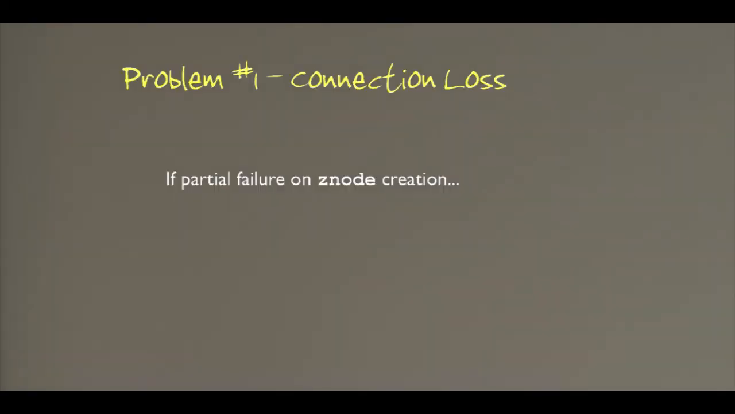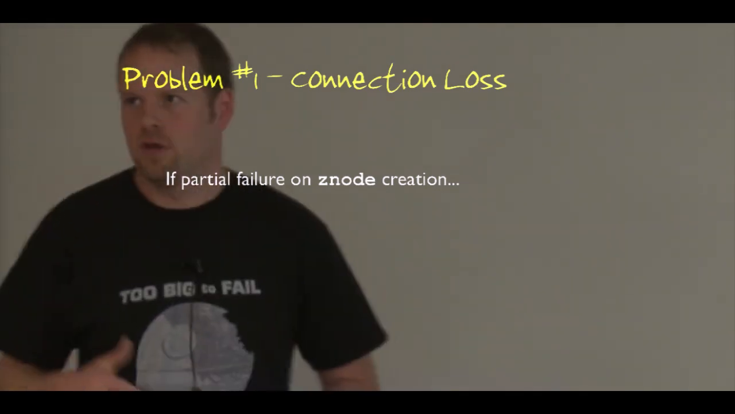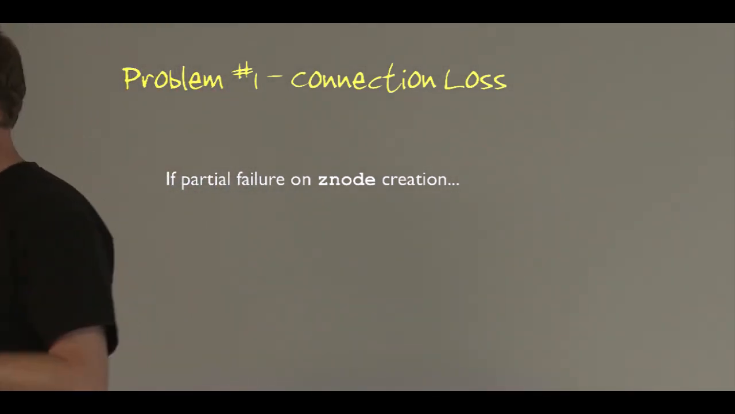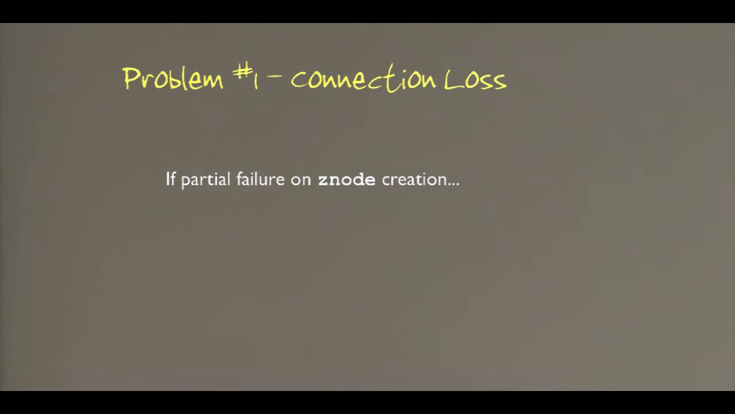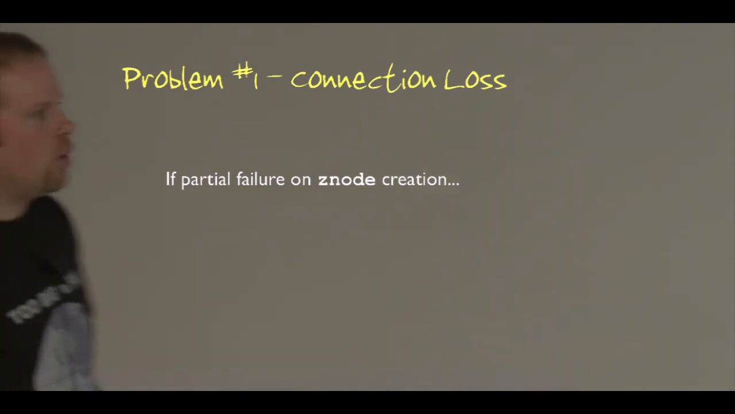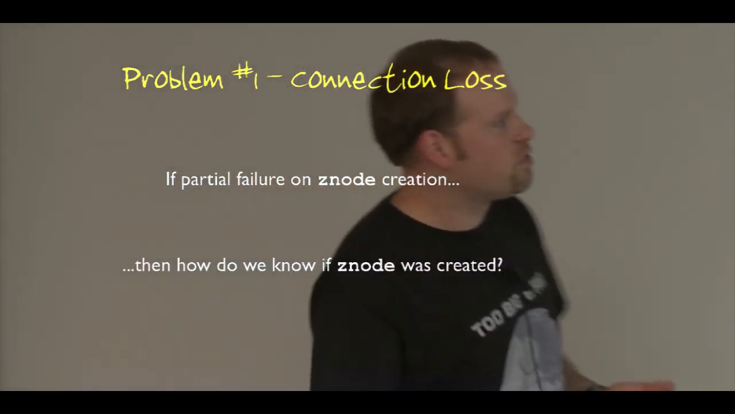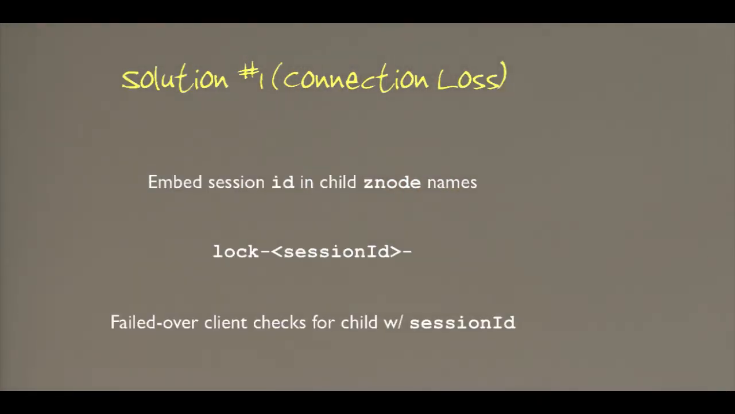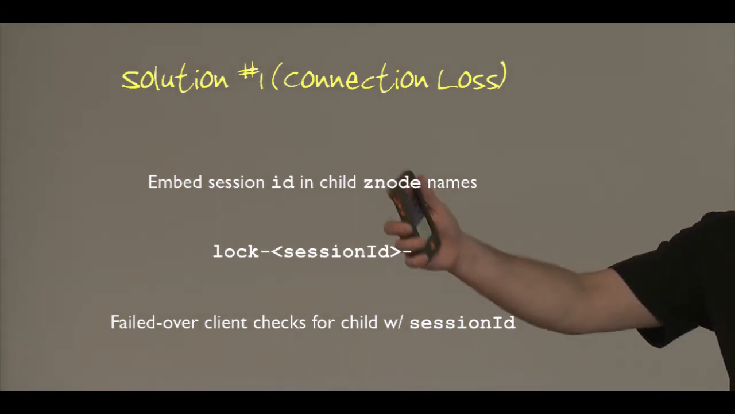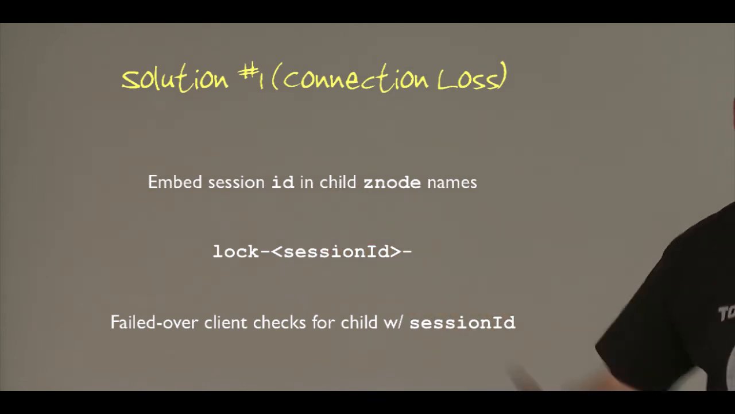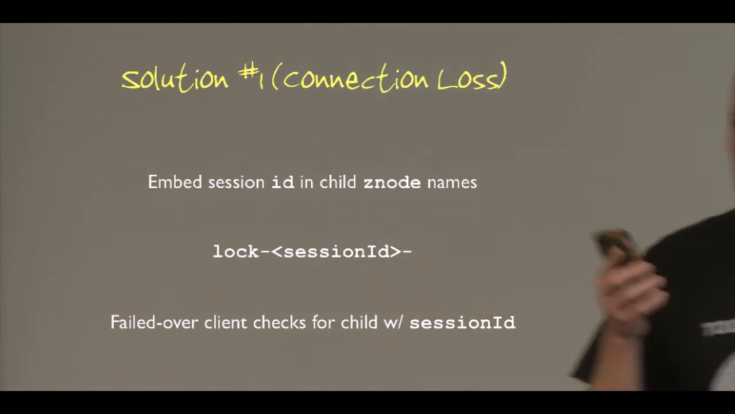So connection loss, the partial failure thing that I talked about earlier. What if somebody is trying to create that child node and you have a partial network failure? How do you know whether you actually created it or not? So what you can do to solve that is you can embed the session ID in the child Z node names. Because if you remember, we had that X dash and that whole blob of numbers and then a dash and the sequence number. That blob of numbers in the center there was the session ID.